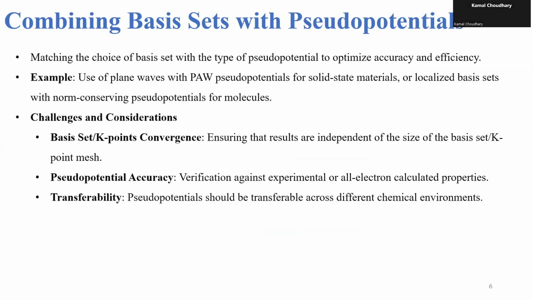Now, how do we combine this idea of basis set and pseudopotentials? It is important to match the choice of basis set and pseudopotential to the problem you're trying to solve. Especially for solids, we use PAW with a plane wave basis set and not a localized basis set. When we use basis sets and pseudopotentials, there are certain things to consider. A basis set, for example a plane wave basis set, needs to be converged, and the k-point mesh needs to be converged. We have to check the pseudopotential accuracy and also how transferable they are across different chemical environments.